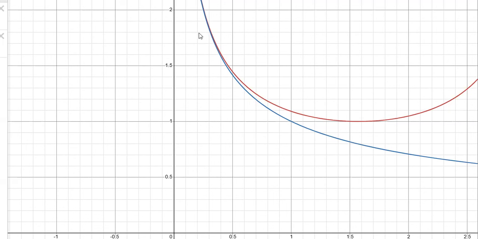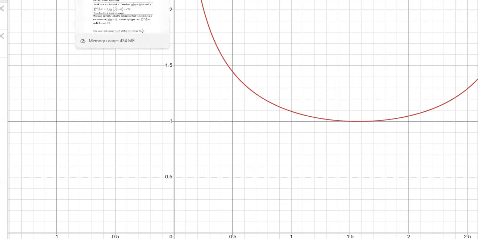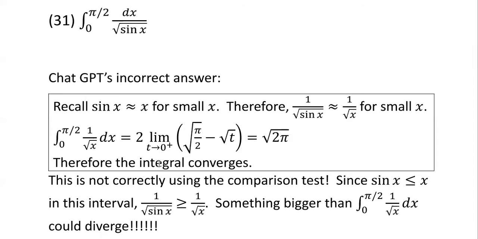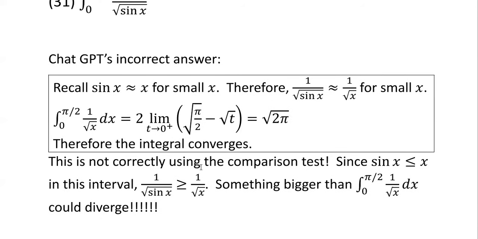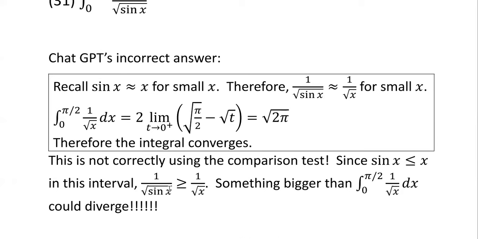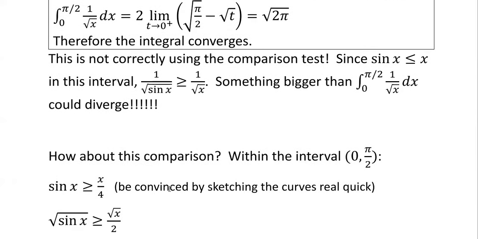Okay. So in order to determine the convergence of 1 over square root sine x, back to this guy, we got to find something that's bigger, a little bigger, that also converges. What's an example? So this is how we think about it. Okay, so that's why I said over here. Since sine x is less than or equal to x, then 1 over square root sine x is greater than or equal to 1 over square root of x, as we just saw. Something bigger than this guy could diverge. That's what I said.